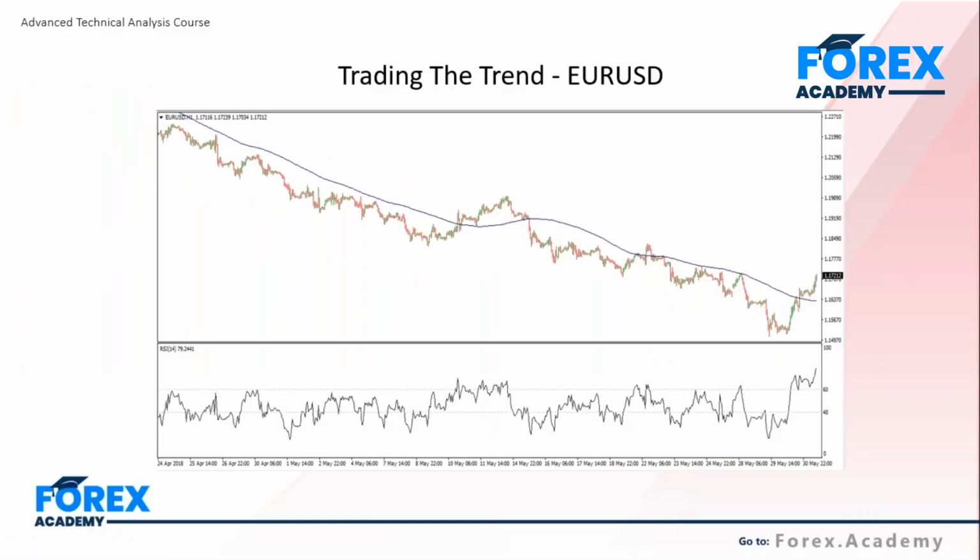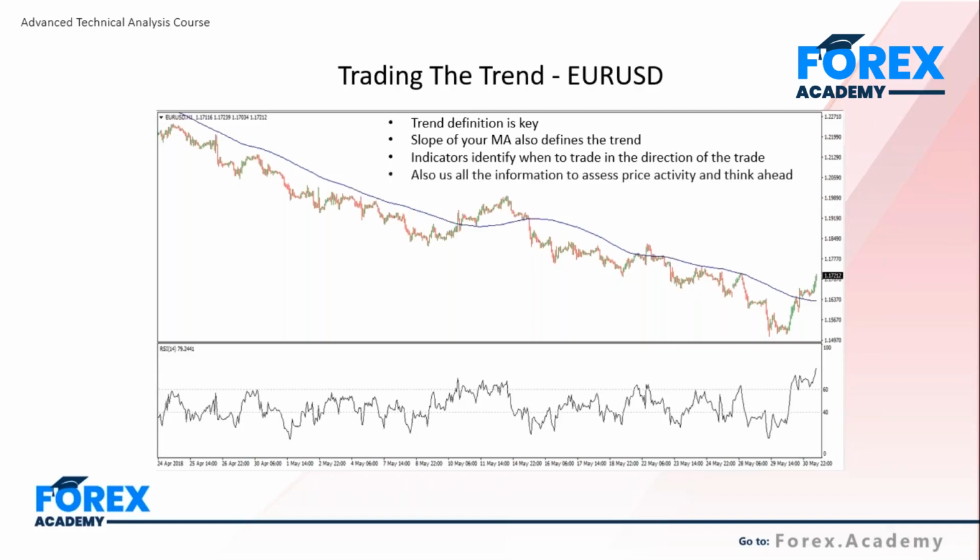Just to recap some of the issues that we've highlighted. Firstly, trend definition is key when looking to trade the trend. You can apply the slope of your moving average, and that is an effective way to further define the trend. Indicators, such as the relative strength index, can help identify when to trade in the direction of the trend. Use all of the information to assess price activity and think ahead as well.